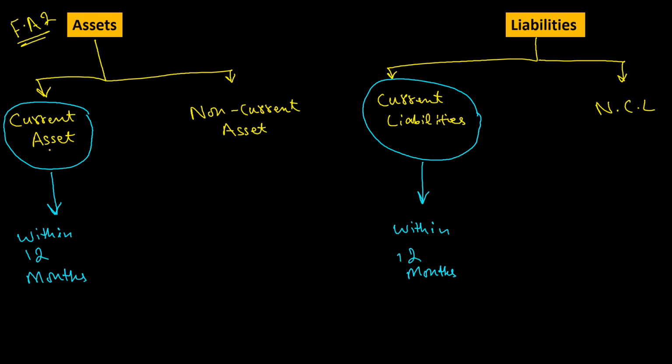The examples of current assets are inventory, accounts receivable or cash, and examples of current liabilities are bank overdraft, accounts payable, or any other short-term loan.